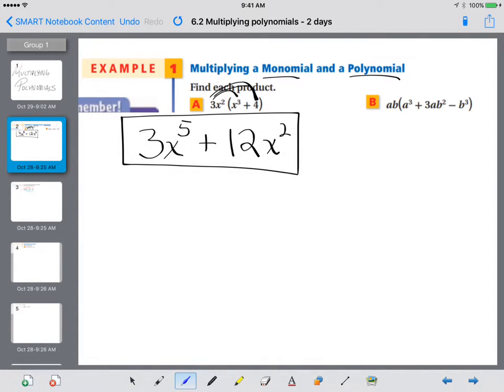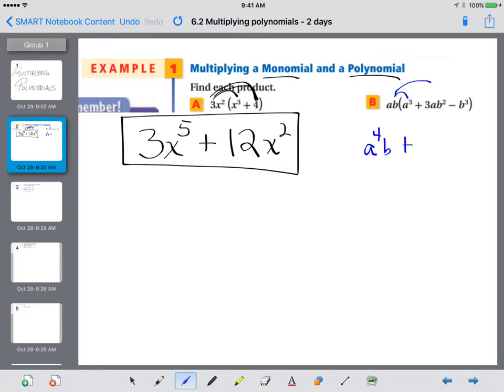Now, example B is a little more complicated, but we take it one step at a time. So ab times a to the third. I can multiply the a's together. So a to the first times a to the third becomes a to the fourth, and then we have b that comes along.